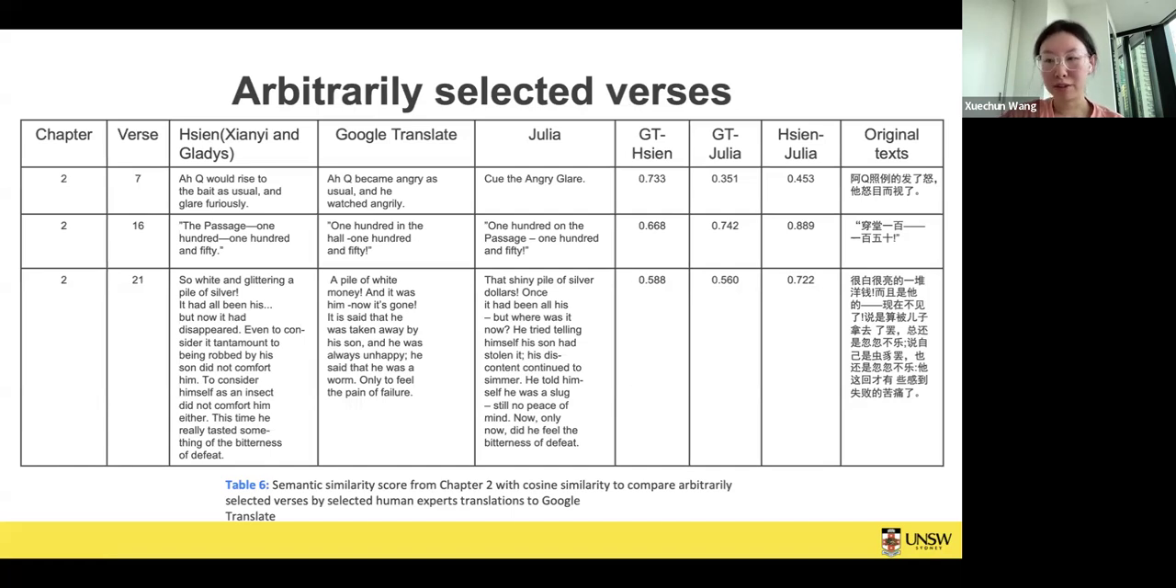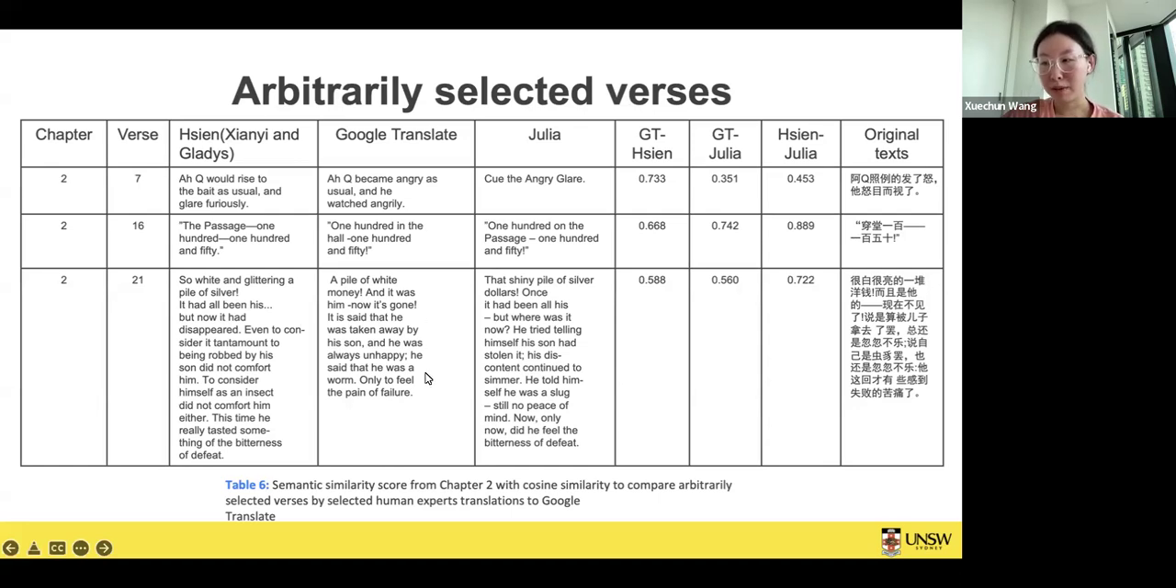And for chapter 2, verse 16, Google Translate versus Julia is semantically most similar, as evident by its cosine similarity score. The passage describes betting. It is a phrase used when placing a bet. We should use the preposition on instead of in. If changed, the meaning of the sentence would be different.